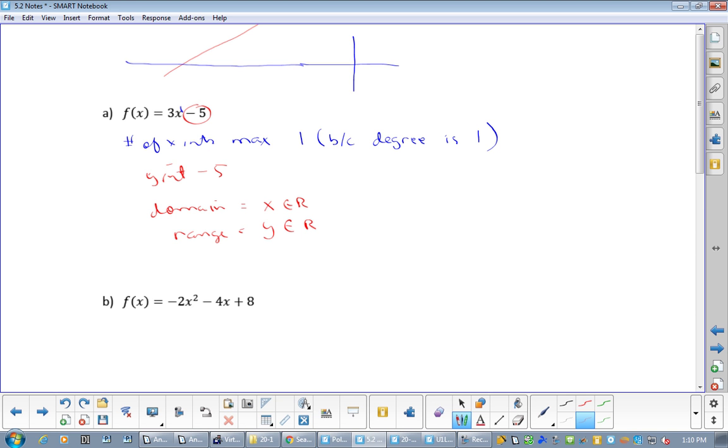Now, end behavior. This is the graph of a line, so all x's will be on it and all y's will be on it. No matter what, if here's your x-axis, every x hits this line, and every y hits this line. End behavior: 3, 2, 1.